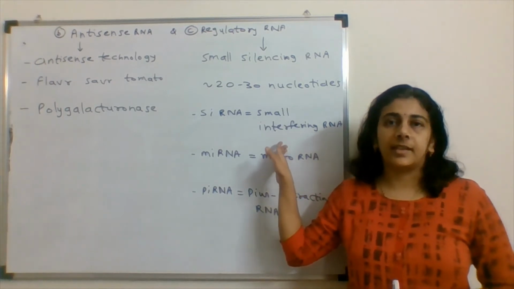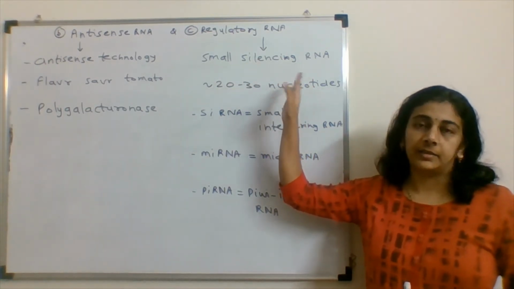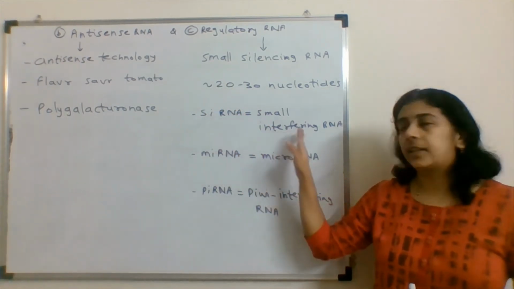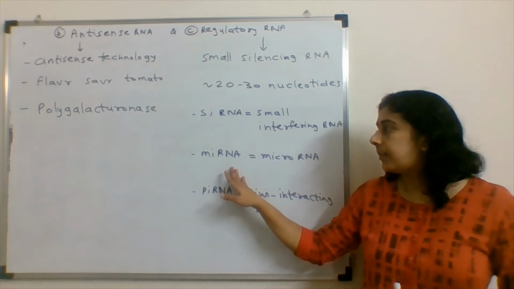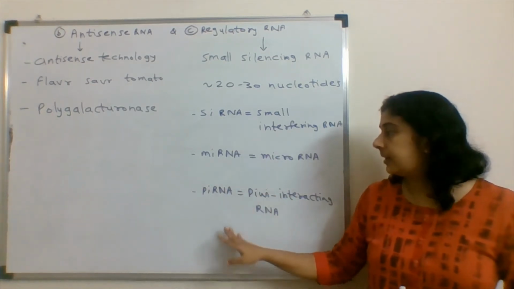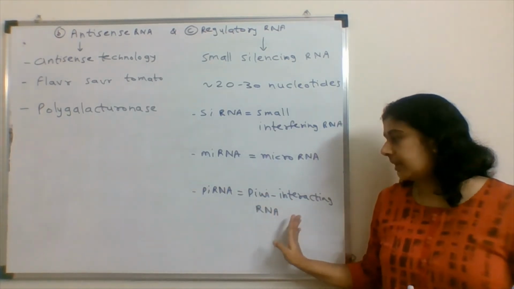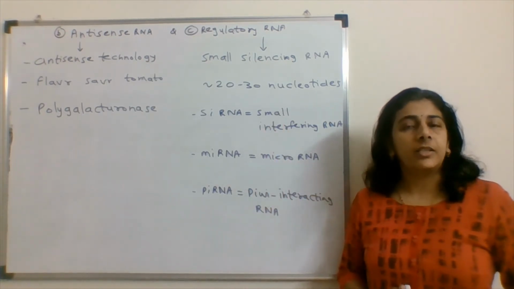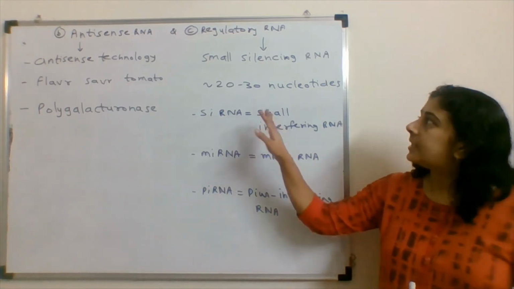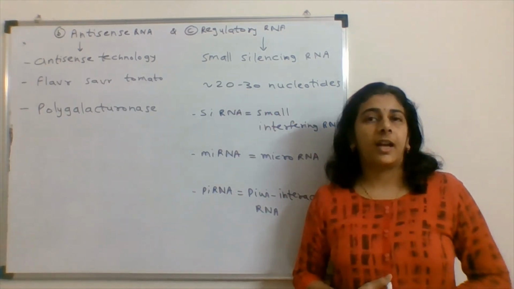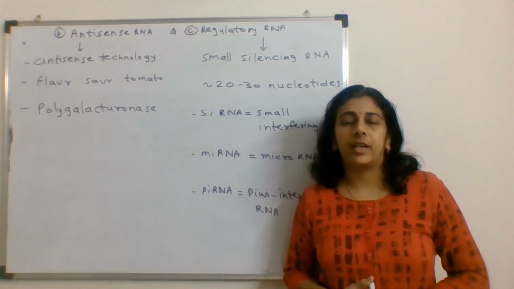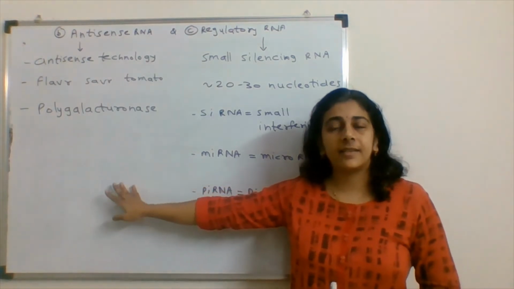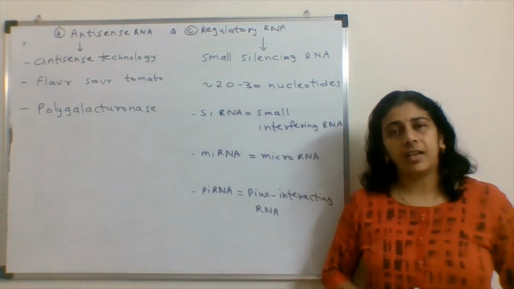Secondly, option C is given as regulatory RNA. Under this, we can find siRNA, that is small interfering RNA, miRNA, microRNA, and piRNA, PIWI interacting RNA. So these types are also involved in gene regulation. These are small silencing RNAs having 20 to 30 nucleotides. Here we can call antisense RNA a type of regulatory RNA itself.